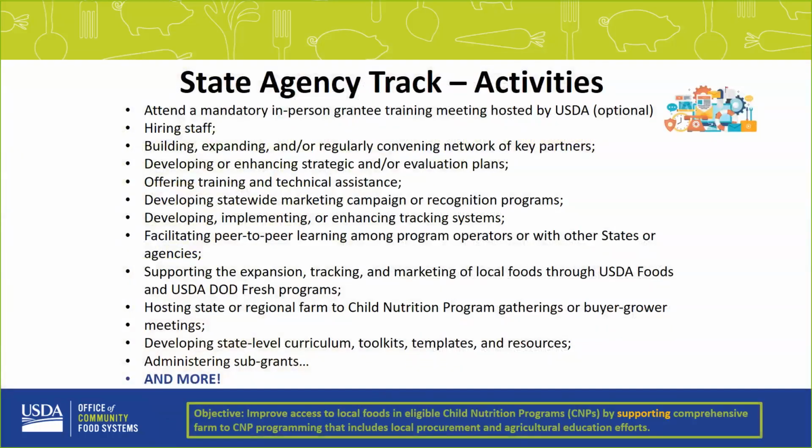These are examples of allowable activities for grant projects in the state agency track. Note that the grantee training meeting hosted by USDA is optional for this track, so applicants may or may not choose to include it as an activity and may or may not choose to include travel to the meeting in their budget. State agencies may conduct a wide range of activities, from facilitating peer-to-peer learning among programs, to hosting buyer-grower meetings, to supporting local agricultural education efforts. Note that these are just a list of possible activities, and applicants may include additional activities that align with this track's objective listed here.